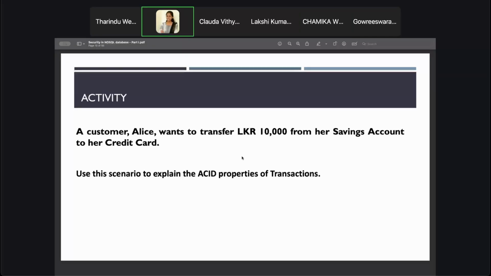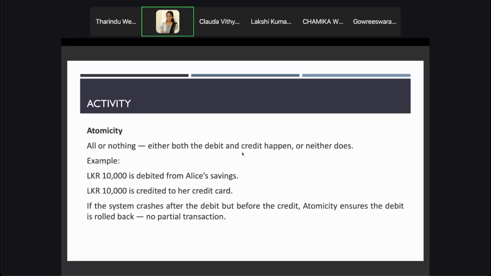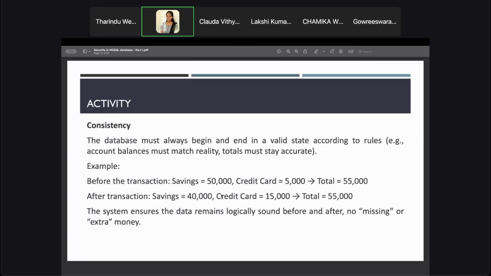Excellent. So when it comes to atomicity, like you said, it should be debited from Alice's savings account and the money should be credited to Alice's credit card account. If in the middle, while you're trying to credit it to her credit card account, there is a system crash and it stops in the middle, then the entire transaction needs to be rolled back. Rolled back in the sense it has to go to the previous state, the initial state, before the transferring process starts. That is atomicity. All right, the next one, consistency.